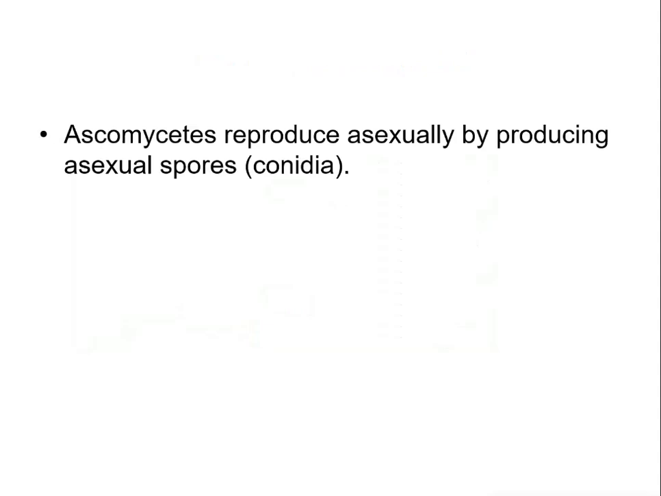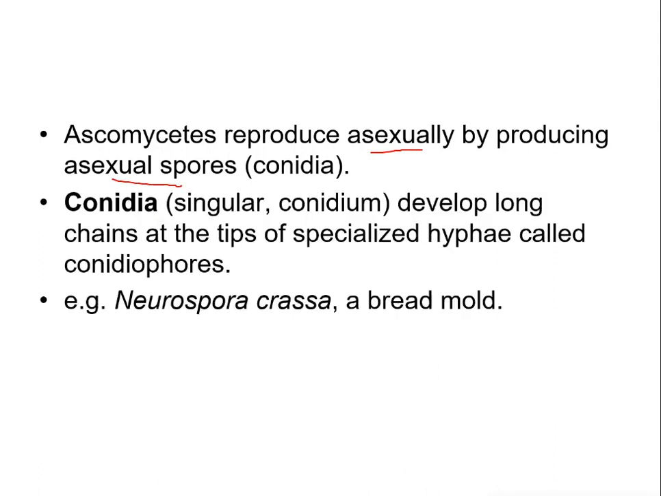Okay, right. Ascomycetes reproduce asexually, as we saw in the picture just now, by producing asexual spores known as conidia. So conidia develop in long chains at the tips of specialized hyphae known as conidiophores. So conidia are found at the tips of conidiophores. An example of Ascomycota is Neurospora crassa, a bread mold.